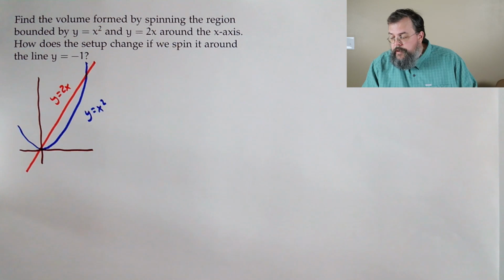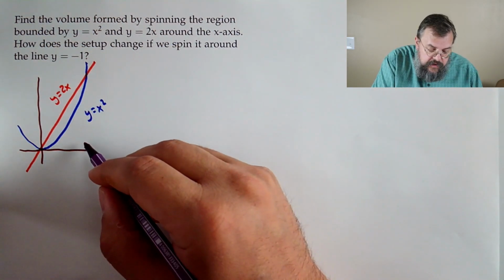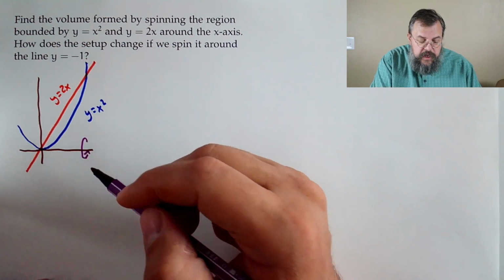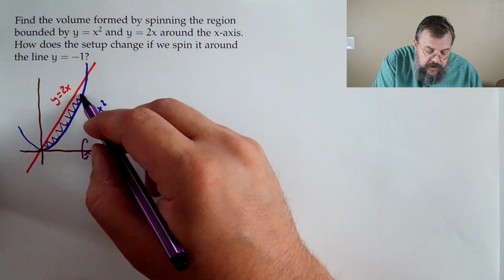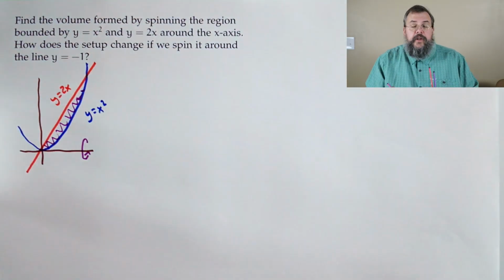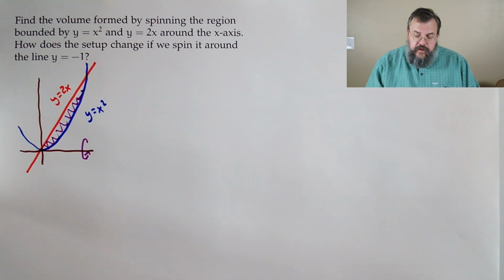And remember, we're spinning it right now around the x-axis. Okay, so we're spinning it that way. So that's our shape right there. Okay, so there we go. We're taking that little region, spinning it around the x-axis. Now, what do we need to do?